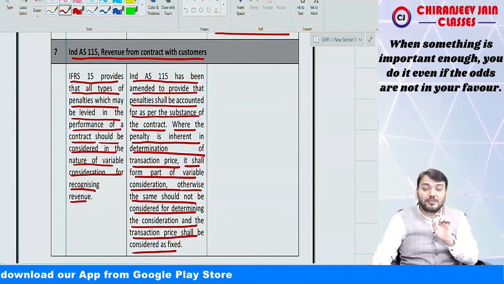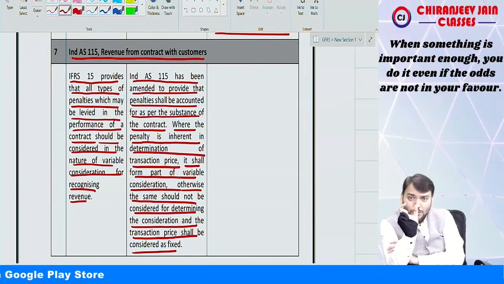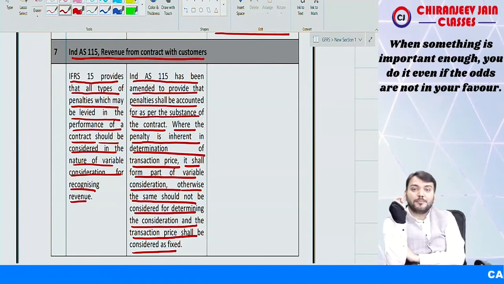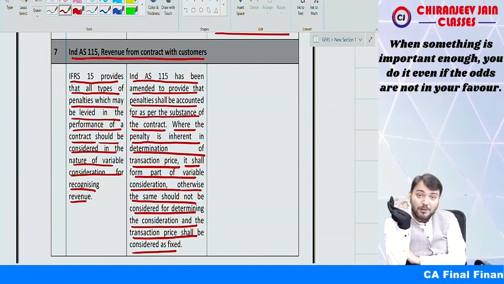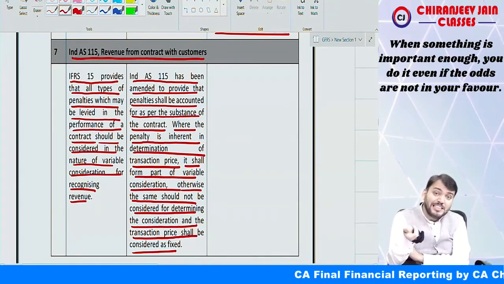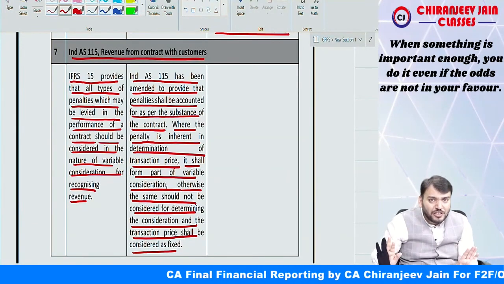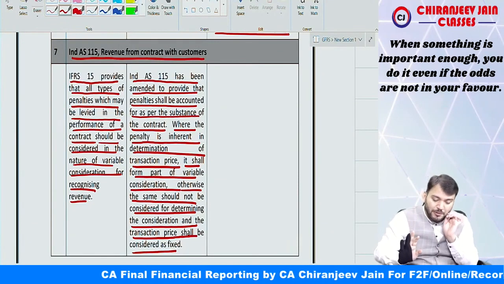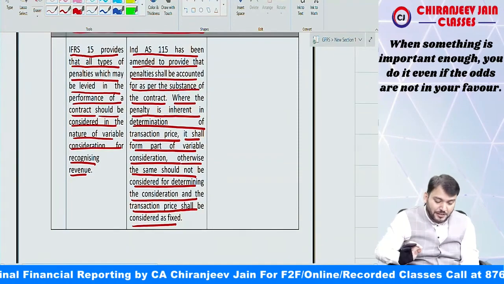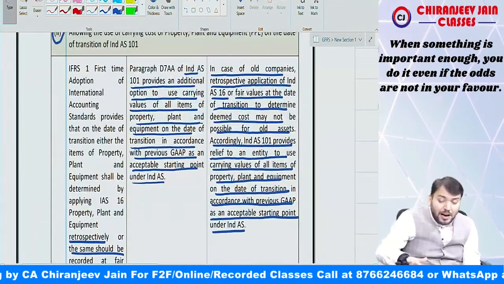Means in that case, transaction price will not be considered as variable, it will be considered as fixed. We need to find out those variables which are inherent in the determination of transaction price. Only those penalties will be considered as variable consideration. Those penalties which are not inherent in the determination of transaction price will be excluded. I hope you have understood. Yes, sir. This is what Ind AS 115 says. Very simple. All the carve-outs have been done.